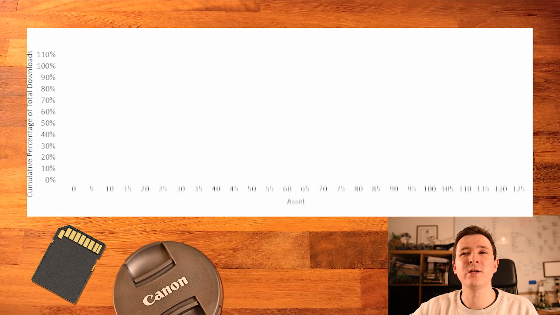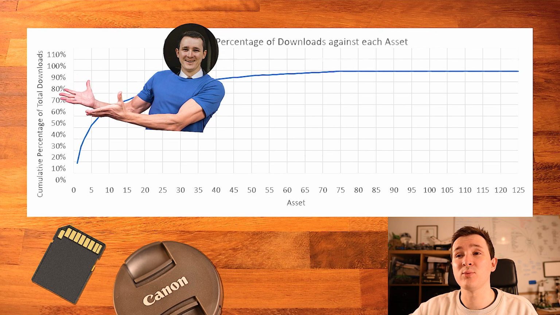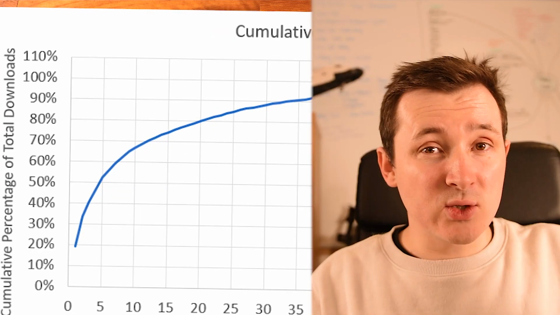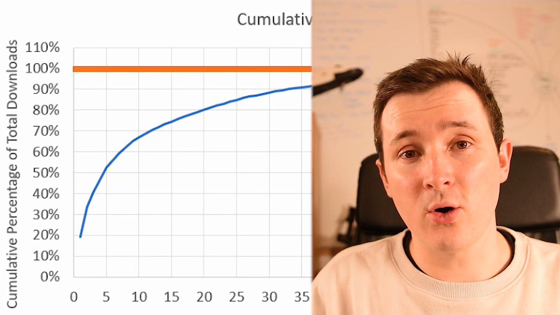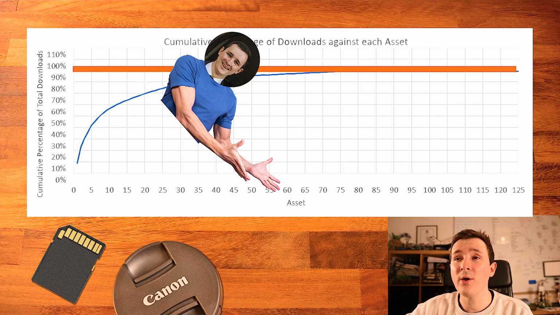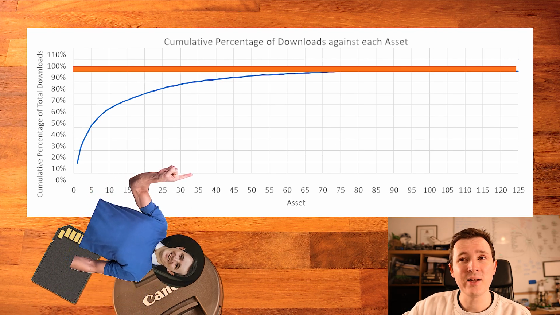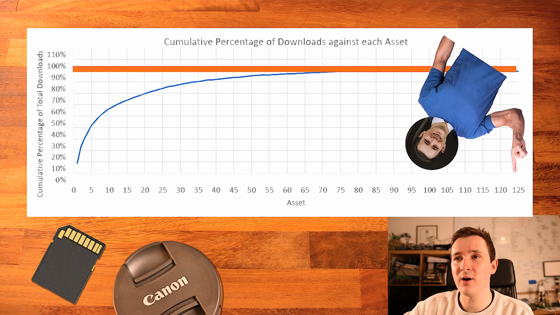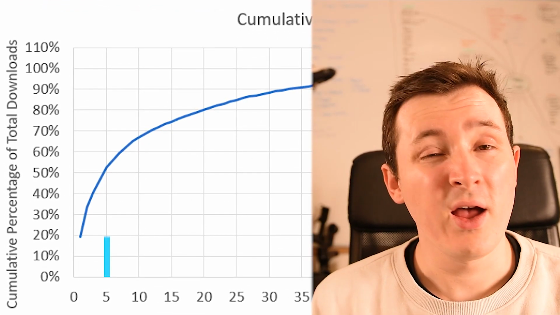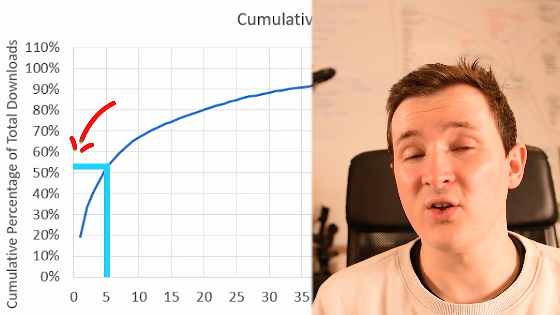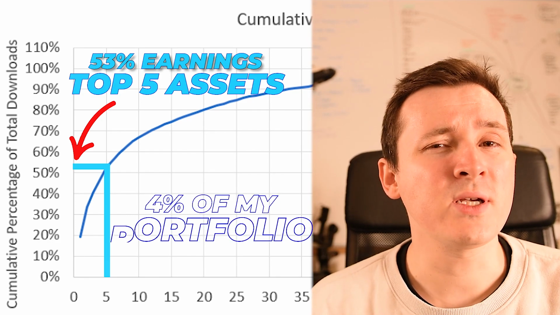I can show you this slightly different graph, which is a plot of cumulative downloads, where this y-axis represents percentage of my total earnings. So this 100% horizontal line represents my total lifetime earnings on Adobe Stock. This x-axis again represents my 125 assets in order of most downloaded at number 1 and the least downloaded at number 125. Read the graph like this. Draw a vertical line up from asset 5, then read across to find that 53% of my earnings came from just those top 5 images. That's just 4% of my portfolio.